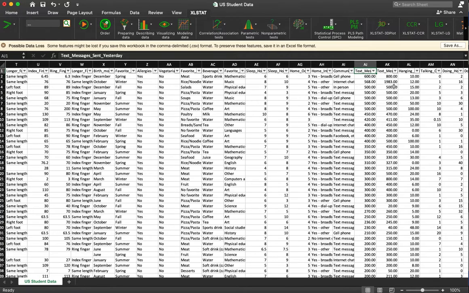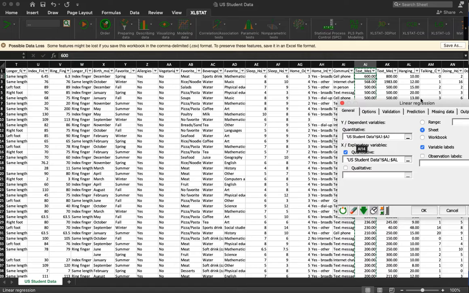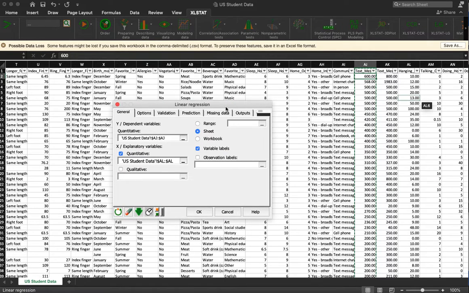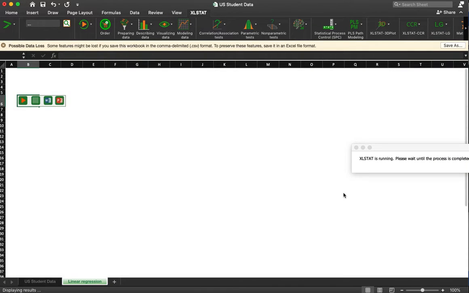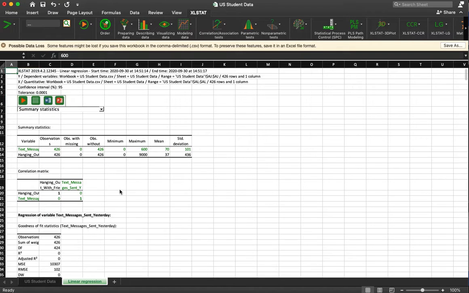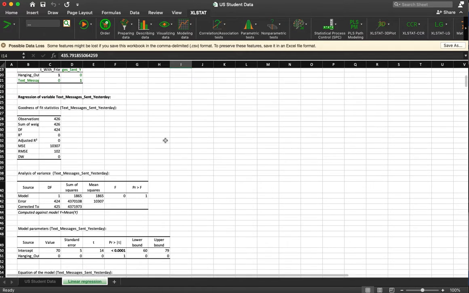So what we're going to do is take this and open up XLSTAT, then modeling data, linear regression. The question we're trying to answer is the relationship between number of hours spent hanging out with friends and the number of text messages you received yesterday. All right, so there's a lot of variance here in how much people hang out.